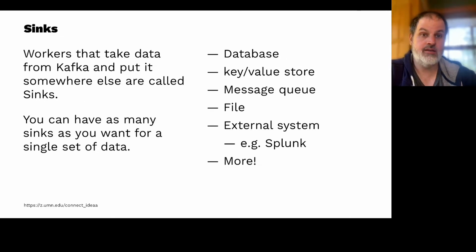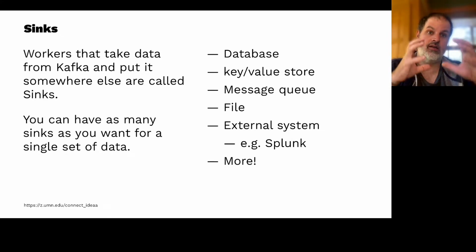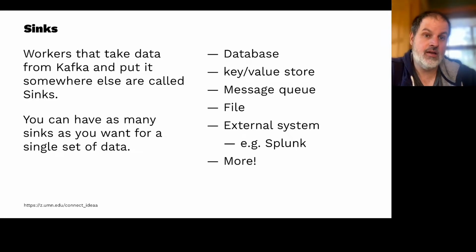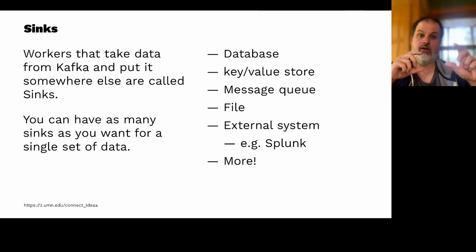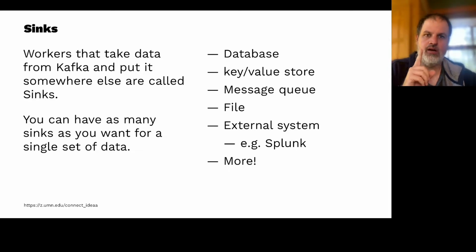On the flip side is a sink worker, and what a sink worker does is it takes the data from Kafka and puts it into another place. And that list of places looks a lot like our options for sources: databases, key value stores, external systems, and the like. But remember, I said that data can be retained for as long as you want and multiple people can read it. As a result, you can actually have multiple sink workers all reading from the same topic, all sending that data to different locations. So maybe you have data that comes in and you want to write it off to an operational data store, but you also want to write it to your data lake and you want to write it to Splunk and whatever. You can do all of those things.